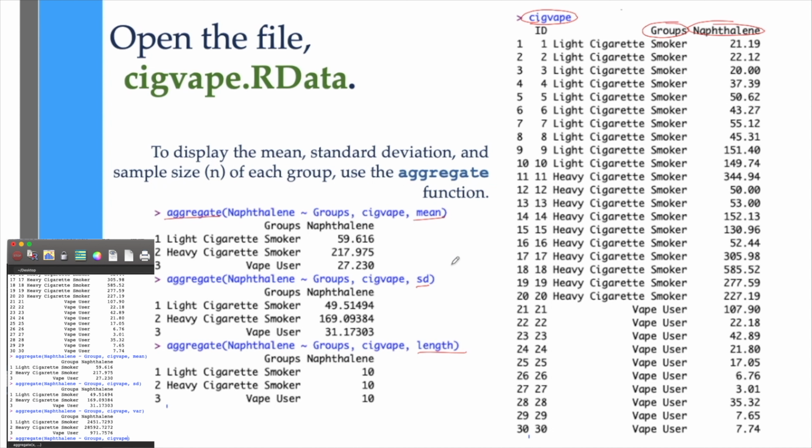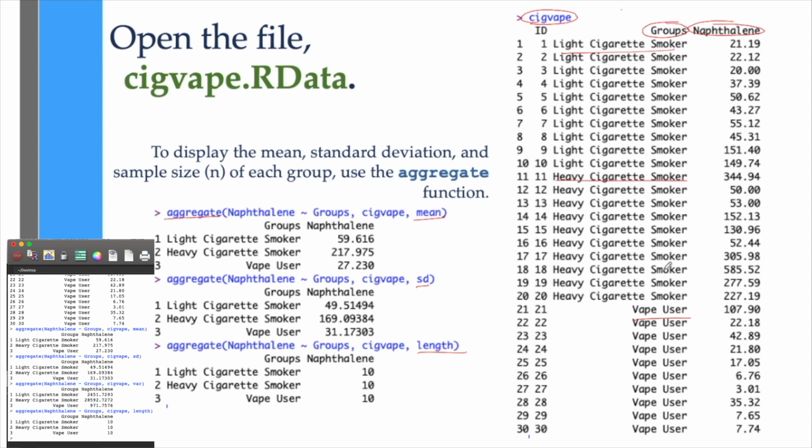Now, since this deals with three groups, we have the light cigarette smoker group, the heavy cigarette smoker group, and the vape users. So we have three independent groups here, or three independent means. That leaves us with two options: the classic Fisher's ANOVA or the Welch ANOVA. To determine which, we have to perform the Bartlett's test. But first, let's construct the null hypothesis.